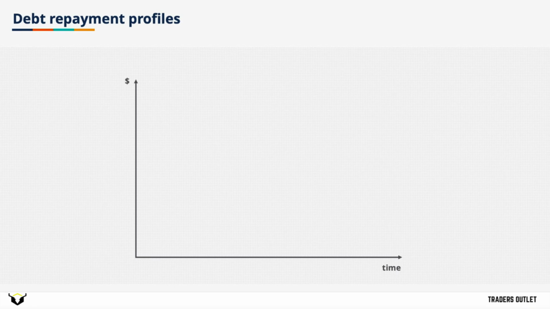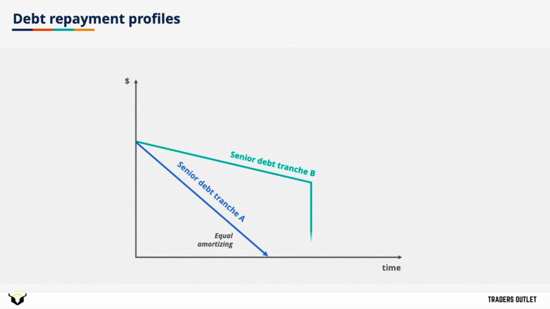Let's start with senior debt tranche A, which is an example of equal amortizing loans. Equal amortizing means that principal is repaid in equal amounts all the way until the end of the loan value when there's no principal left to be repaid. Then we have senior debt tranche B, which is an example of a balloon payment.